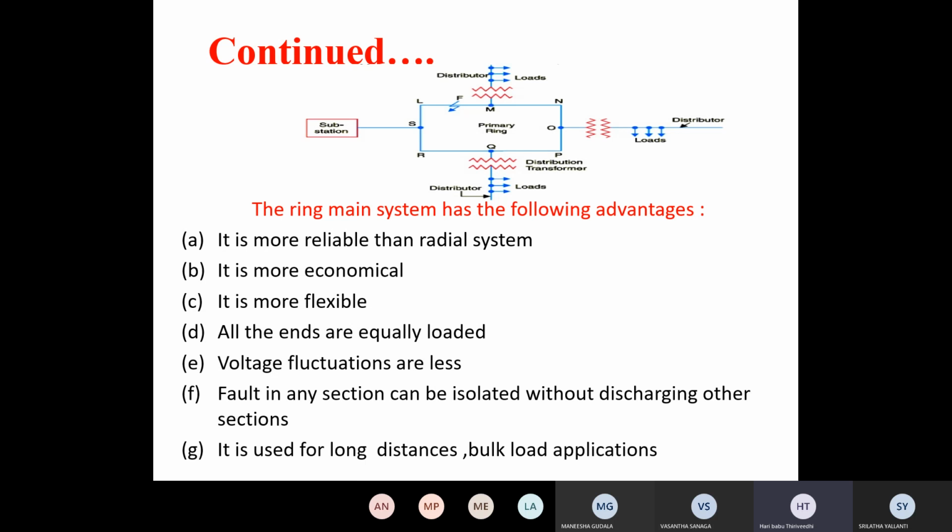So this is the distance where the fault may occur. That means there is no cutting off of supply. It mainly provides continuity of power supply. Whenever it provides continuity of supply, automatically the system is more reliable.